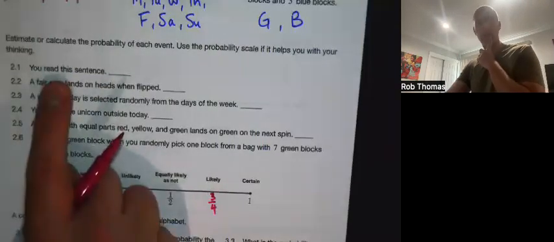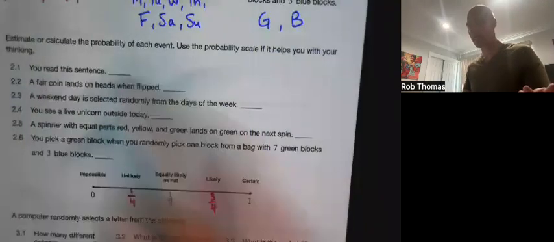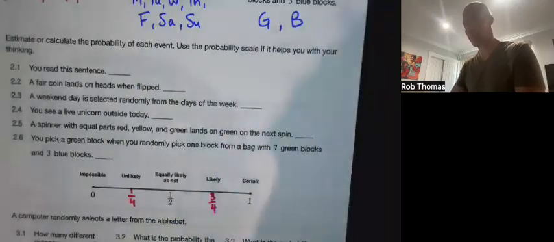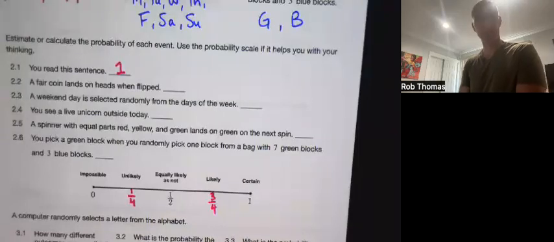Okay, so what's the probability that we read this sentence? Well, we just did, right? Or at least I did. Hopefully you're reading along. So I guess that means it's certain, right? It happened. So the probability of that is a 1.